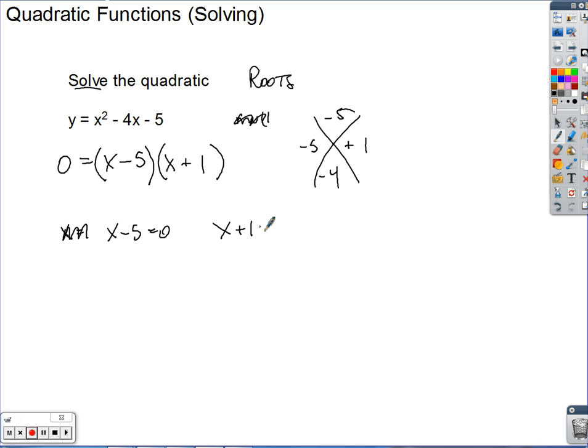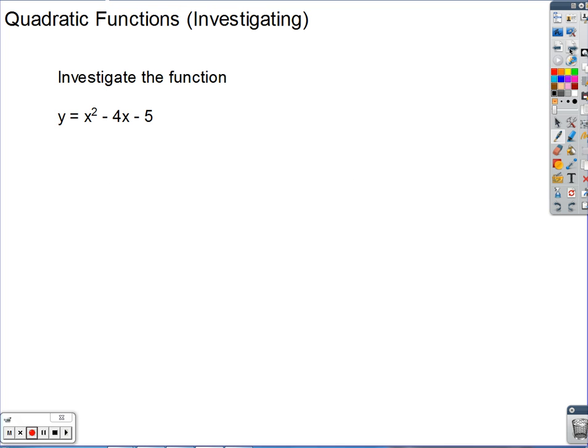And x plus 1 equals 0. So x will be 5, and x will be negative 1. Those happen to be our x-intercepts. So 5, 0, and negative 1, 0. Best answer is there. Okay, so remember all the forms of our parabolas that tell us all these different things will help us then with the investigation.